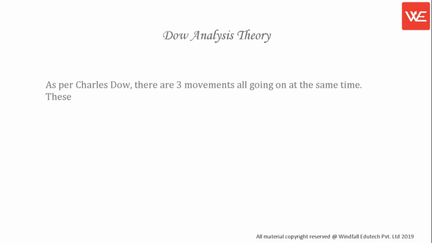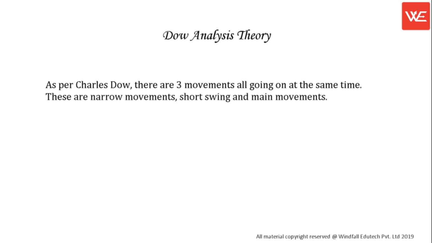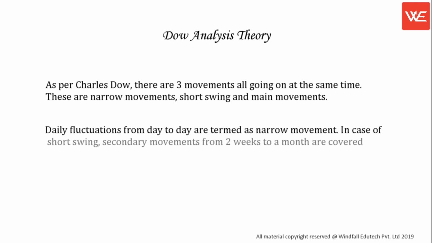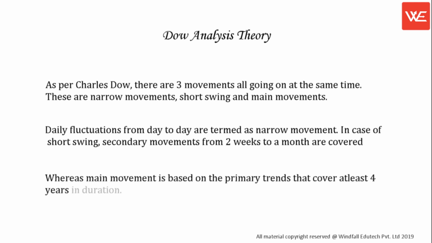As per Charles Dow, there are 3 movements all going on at the same time. These are narrow movements, short swing and main movements. Daily fluctuations from day to day are termed narrow movement. In case of short swing, secondary movements from 2 weeks to a month are covered. Whereas main movement is based on the primary trends that cover at least 4 years in duration.